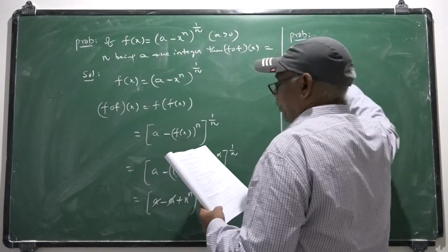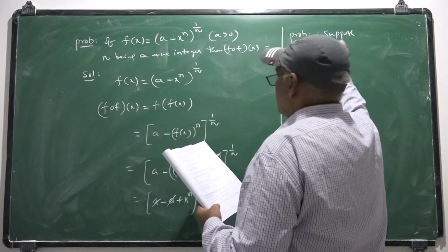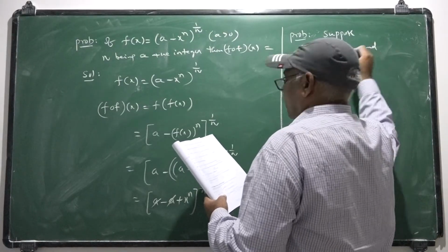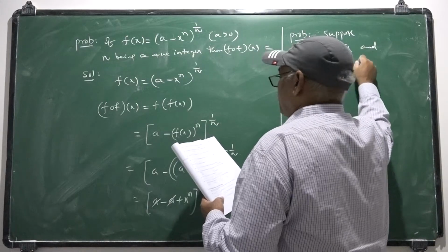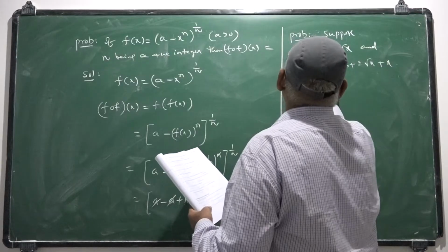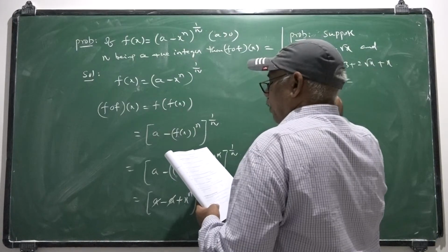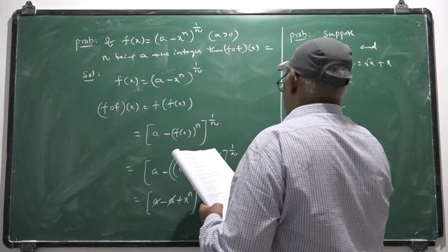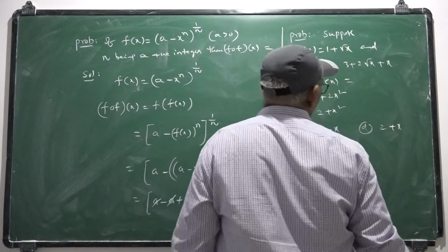Next problem. Suppose g(x) equal to 1 plus root x and f of g(x) equal to 3 plus root x plus x, then f(x) equal to. Let us consider the options here. A is 1 plus 2x square, B is 2 plus x square, C is 1 plus x, D is 2 plus x.